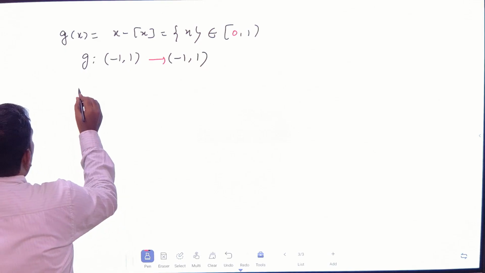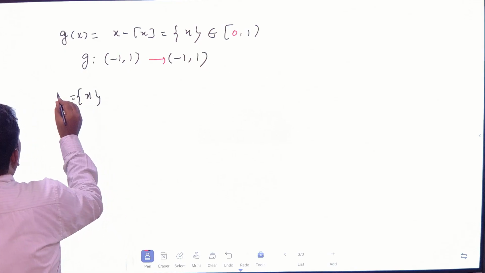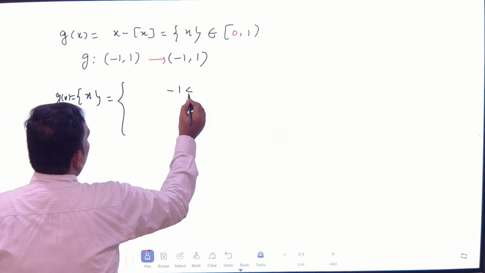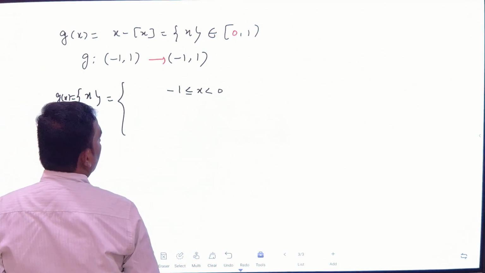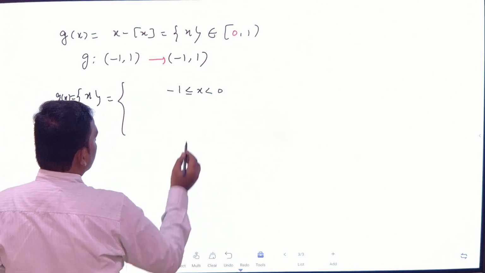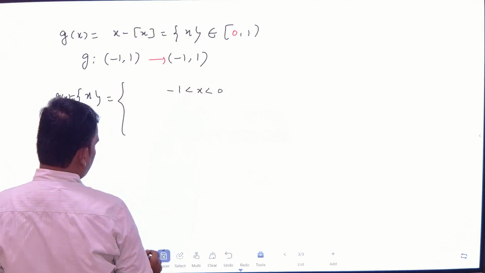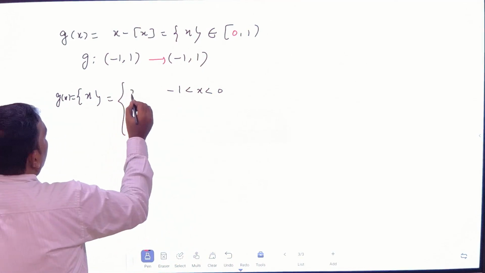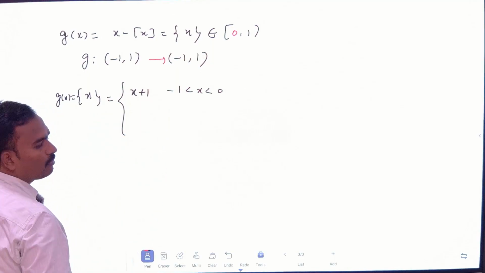So first redefine the functions, right? G of x. You have to check minus 1 less than x less than 0, but you should not include minus 1. So what we can do, just remove this equal sign, okay? Minus 1 to 0, what is that? X plus 1 is the fractional part function.